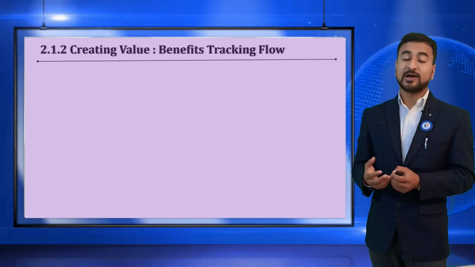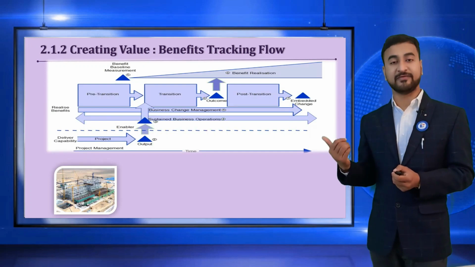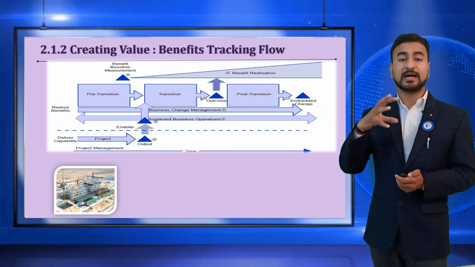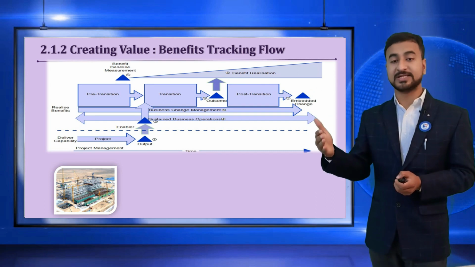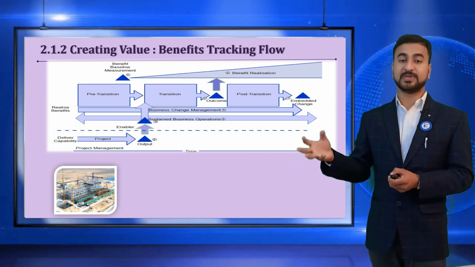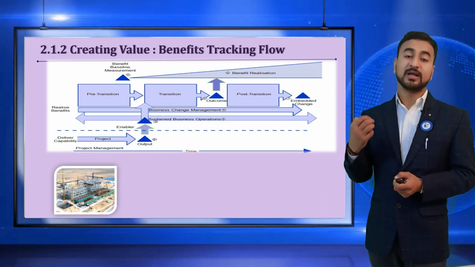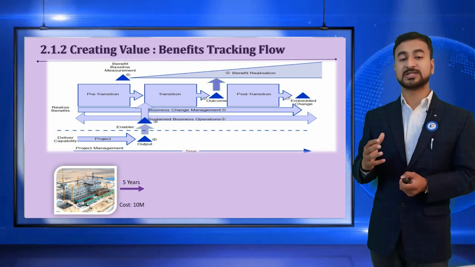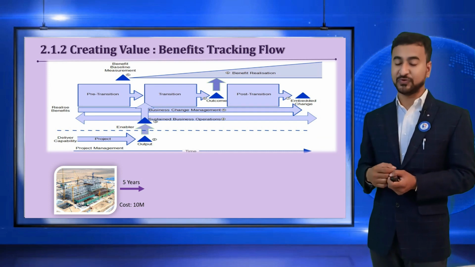Now we will detail out the benefit tracking that is interlinked with the information flow, how we track the benefits. As you see over here, first is the pre-project phase, then the transition, and once you complete the project and hand over to the operations team, how the information flows. I will explain this diagram with the example of one thermal power station. There is a thermal power station which needs to be built over 5 years, and it requires $10 million US.